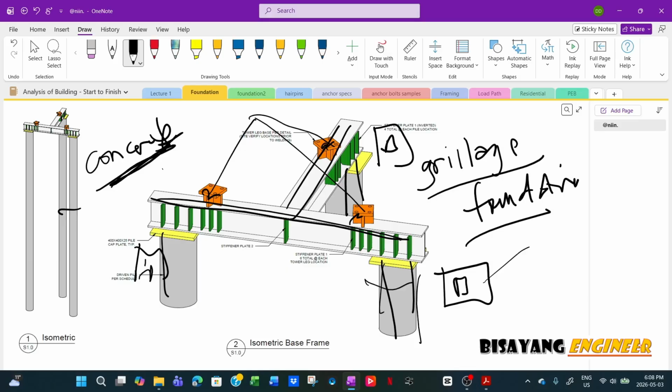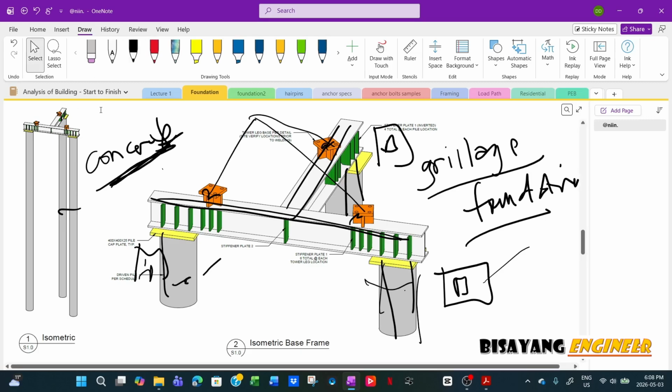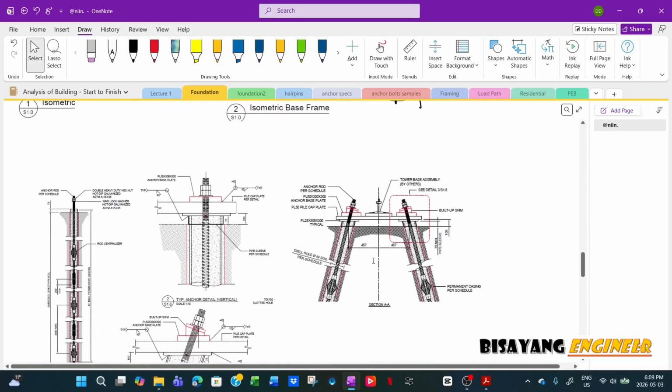For this particular project, the client wanted a driven pile. But I've designed something like this using screw pile. But for this project, the client wanted a driven pile. So this one, that's really common, driven pile.